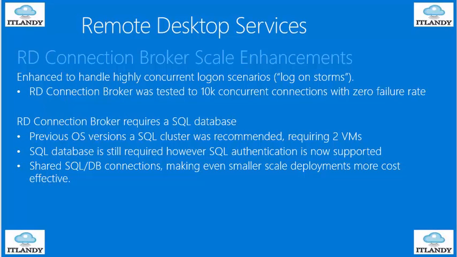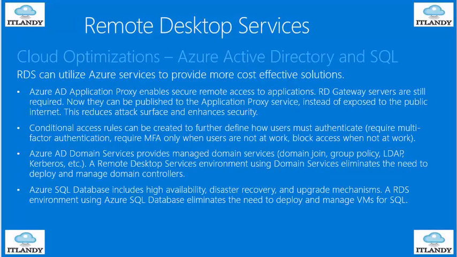With RD connection broker, it is enhanced to handle so many concurrent sessions, which should address the need of a lot of enterprise customers, whereas it used to be 1,000 per server on the previous release. Other cloud optimizations: Azure Active Directory and SQL. RDS can utilize Azure services to provide a more cost-effective solution.